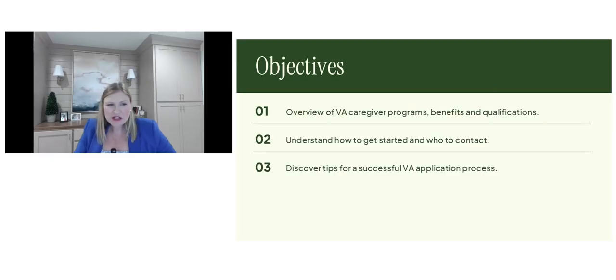So let's start by just reviewing quickly the objectives here on this next slide. We're going to talk about the VA caregiver programs, benefits, and qualifications. There's 4 programs that we'll cover in detail. We'll talk about how to get started, who to contact, and then we'll talk through some tips for a successful application process for VA benefits. So we do have a lot to cover, and so we will hop right in.